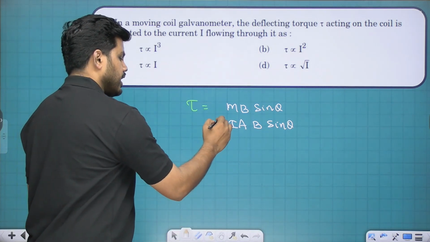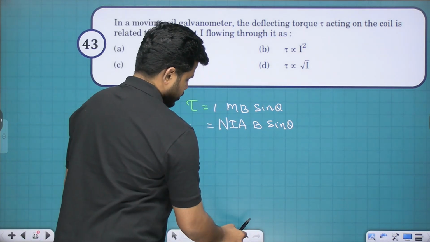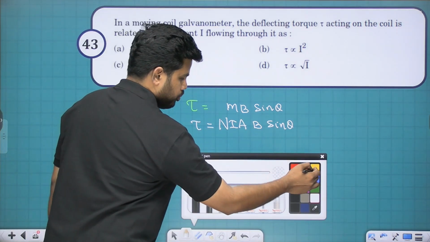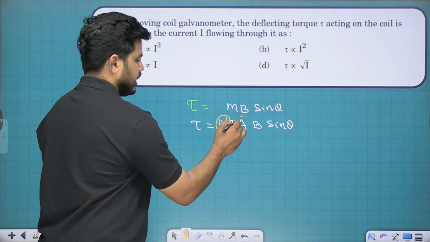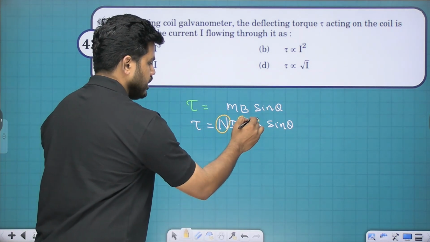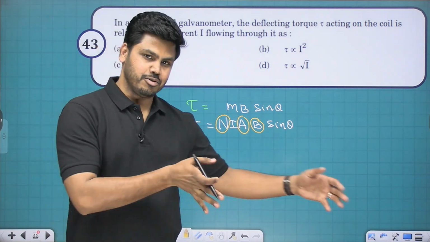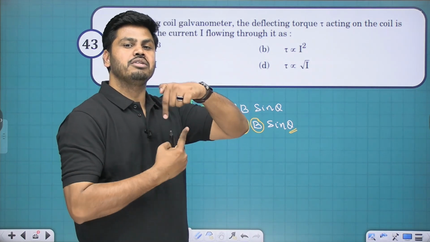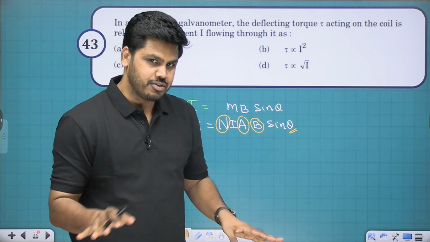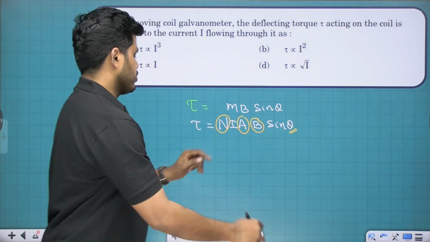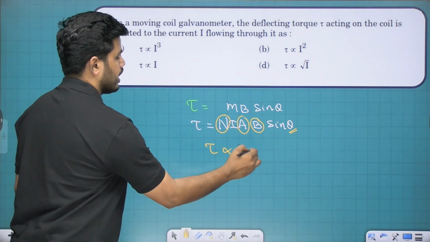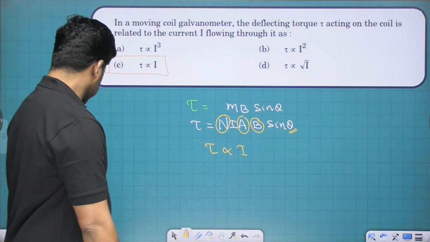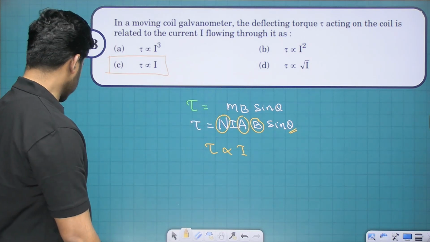Correct? If you have n number of turns in the loop, there will be n also, n times I A B sine theta. See, for a given loop of wire, number of turns remains the same, area of the loop remains the same, right? And B, what is B? External magnetic field, that also remains the same. And here theta is always 90. We know in a moving coil galvanometer, radial magnetic field is available. So theta is taken as 90 in all orientations. So torque is proportional to what? The current, I. So the relation is torque is proportional to I only. Correct? Option C. That was a direct question.